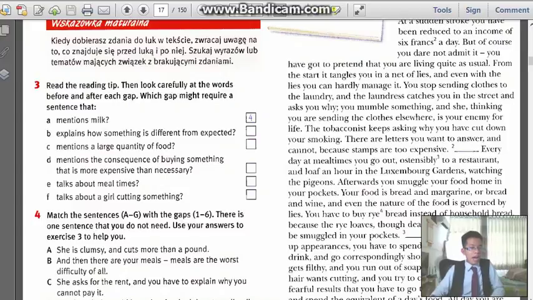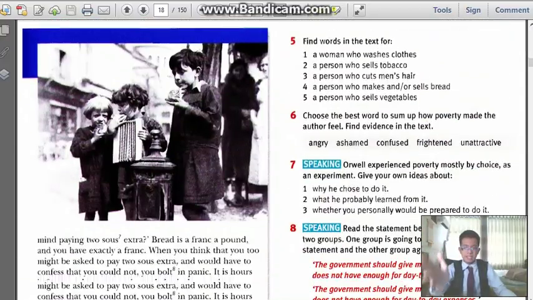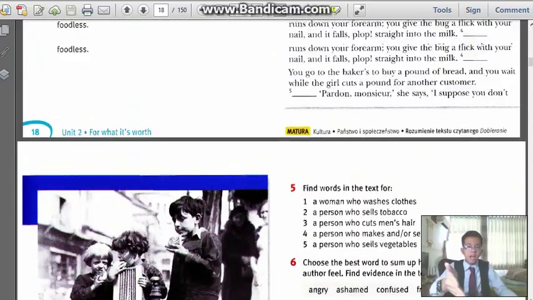There are letters that you want to answer and cannot because stamps are too expensive. Every day at mealtimes you go out, ostensibly to a restaurant, and loaf an hour in the Luxembourg Gardens watching the pigeons.